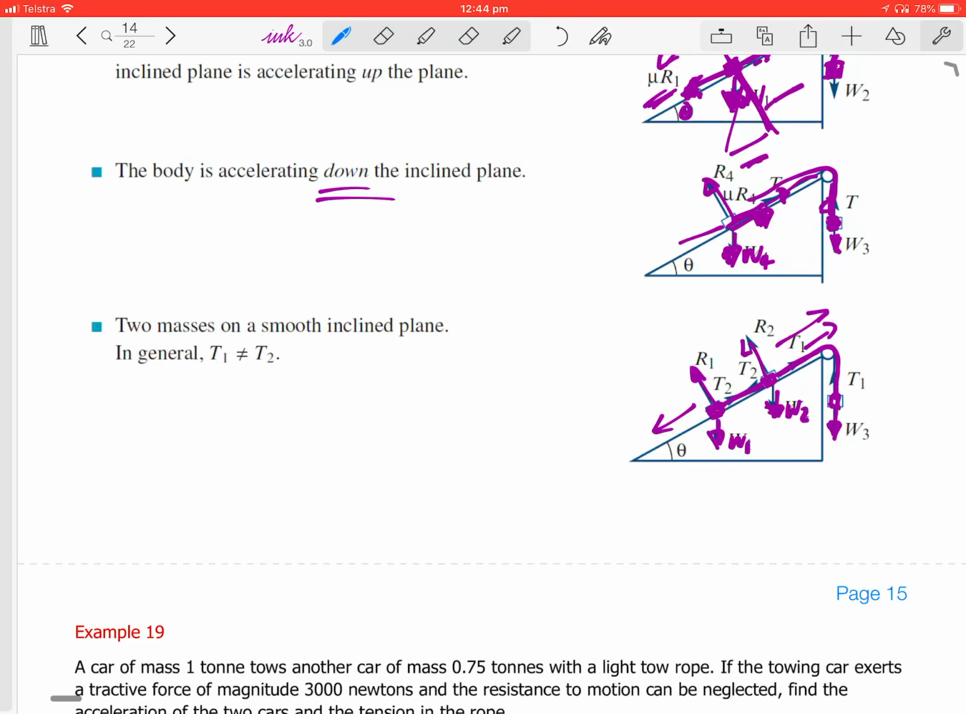Here, we can consider that and that as one system to work out the tension there. And then we consider that and that singly to work out the tension between the two of them.